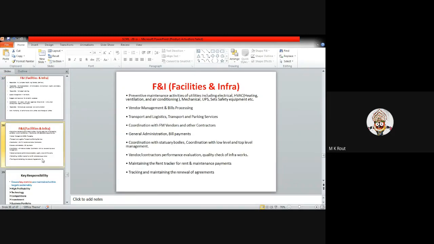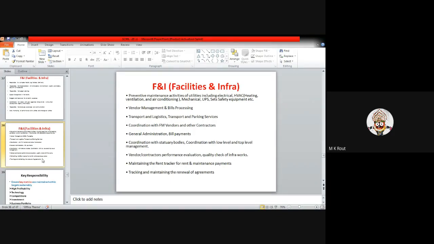The next are other things, which include, first, preventive maintenance of mechanical items, UPS, and safety equipment, and you are also responsible for HVAC, that is heating, ventilation, and air conditioning. The next responsibility is vendor management and bill processing. The next one is transport and logistics, transport and parking service. This is most important, especially with reference to metros. The next is coordination with FM vendors and other contractors, FM being central facility management.